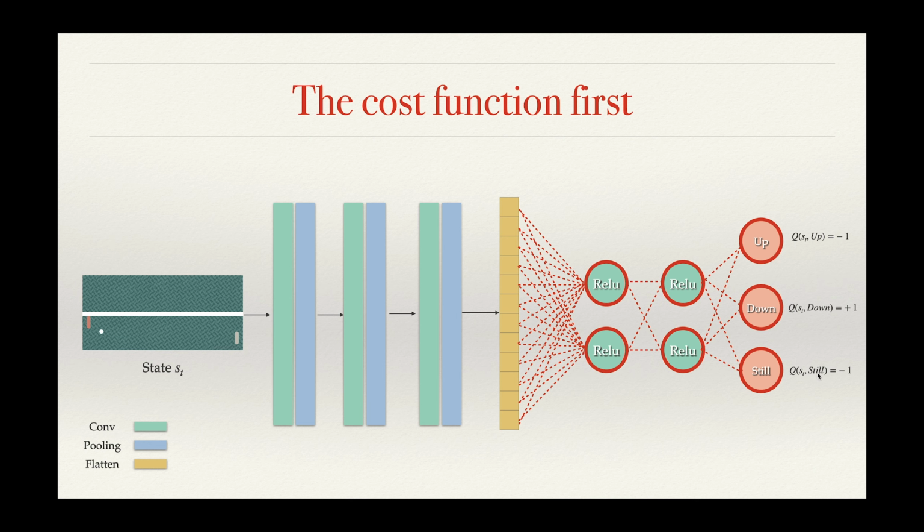So it's telling the agent, if you go up, you get -1, because if you go up, then you will let the ball in. If you go down, you would hit the ball back and you might score, so you get +1. And if you stay still, you would also let the goal in, so it would be -1. So the agent looks at the image, applies the network, gets this output, then selects the action that has the maximum value, so it will move down.